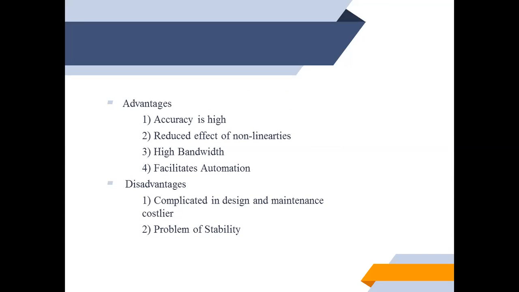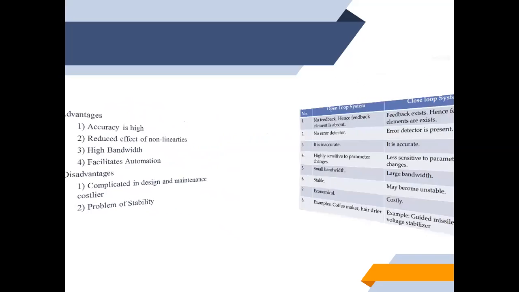facilitates automation. The disadvantages: it's complicated in design and maintenance. It's quite uneconomical since it's costlier. And the problem of stability, it's unstable. The closed loop control system is unstable, as the output is changing again and again in the system. So we can say that closed loop control system is an unstable system.